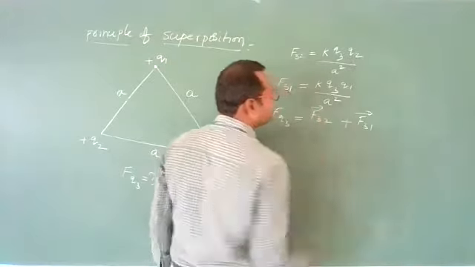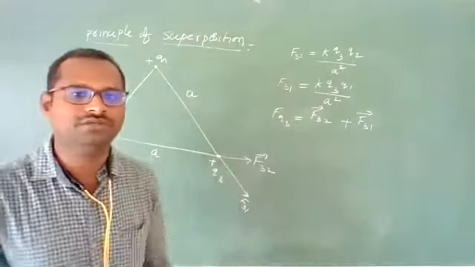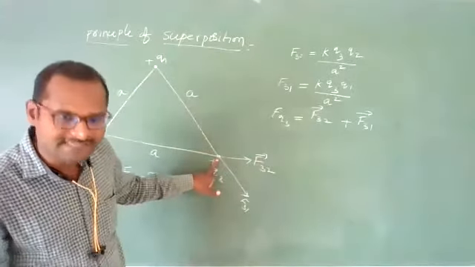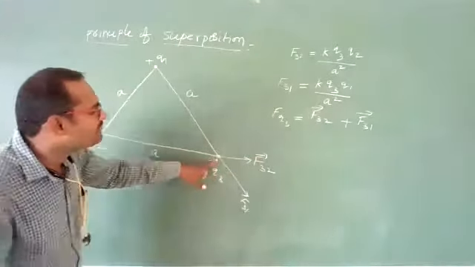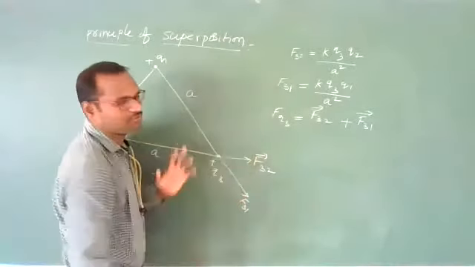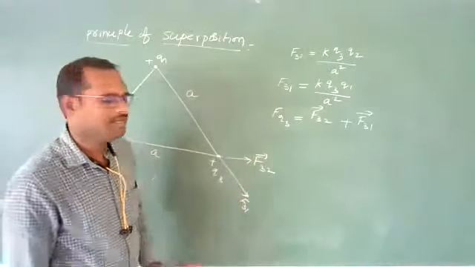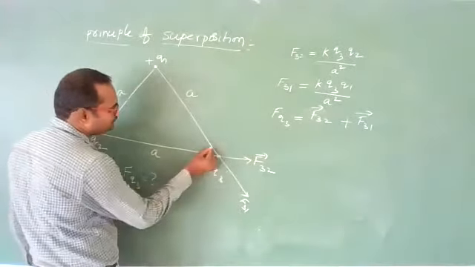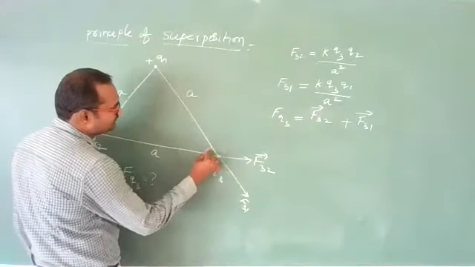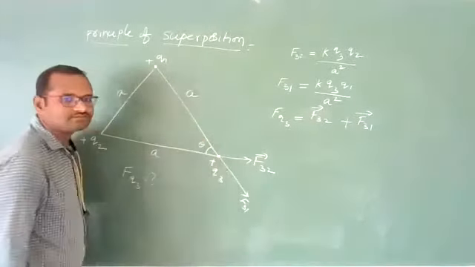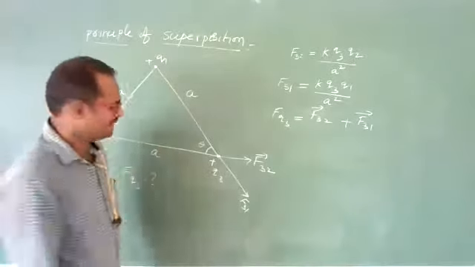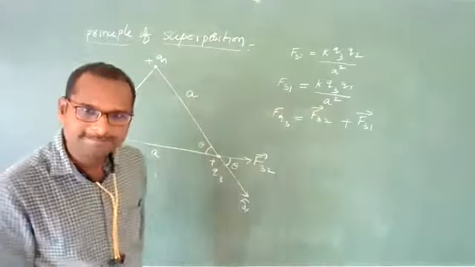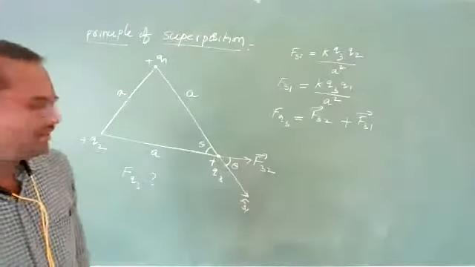But vector summation, according to the principle of superposition. According to the principle of superposition, net force on a charged particle is equal to the vector sum of all the forces acting on the charged particle. Let us suppose this angle is theta. Then this angle also is definitely theta. Is it correct what I am saying? Clear? Yes, sir. Fine. Okay.